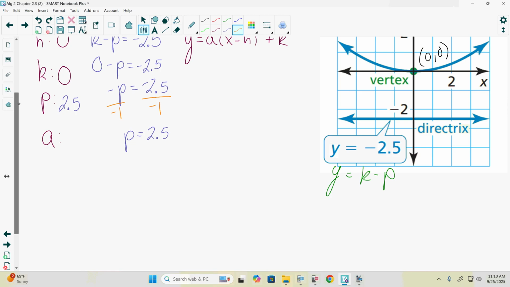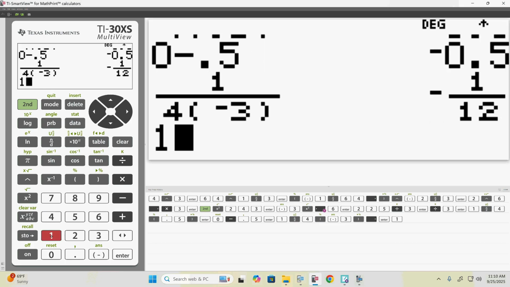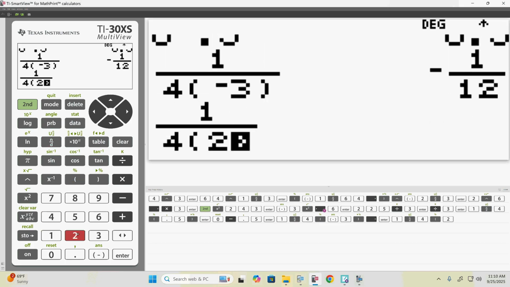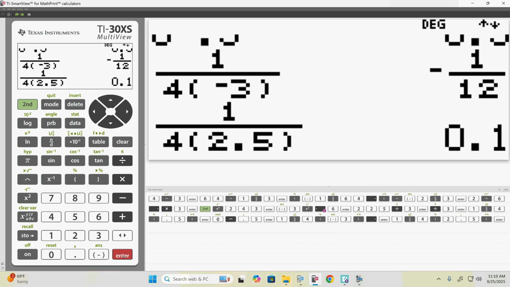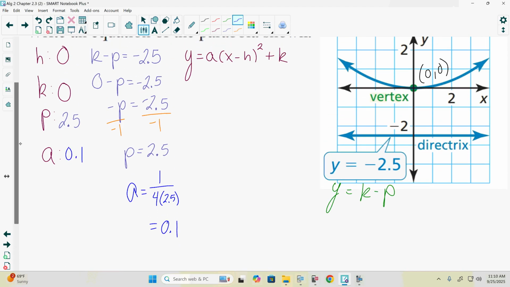To find a, we just put it into 1 over 4p. I just grab a calculator, 1 over 4 times 2.5. That's 0.1.